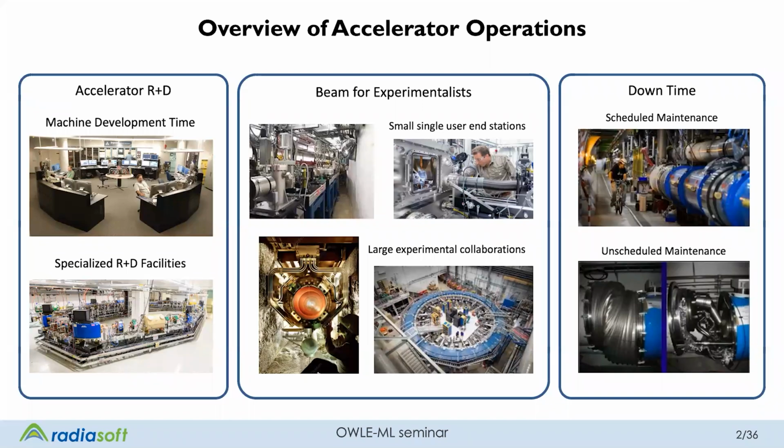We have just R&D time, which is running experiments for machine development; beam experiment time, which is serving the end users; and then the much undesired downtime, usually either scheduled maintenance or unscheduled maintenance. I think for anomaly detection, at least for me, the most interesting thing is trying to mitigate unscheduled maintenance, and then also trying to have a better understanding of optimizing the use of scheduled maintenance.